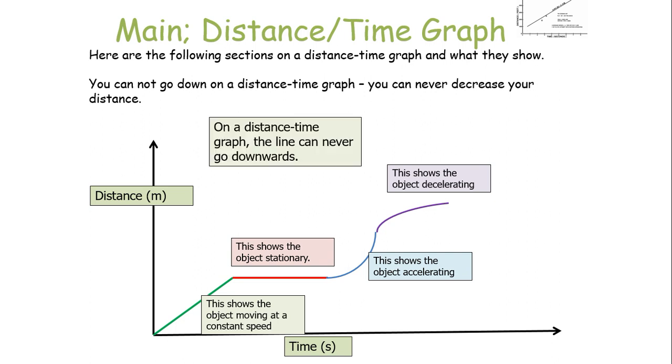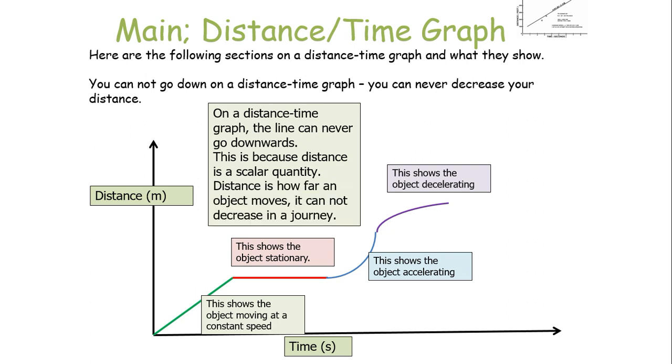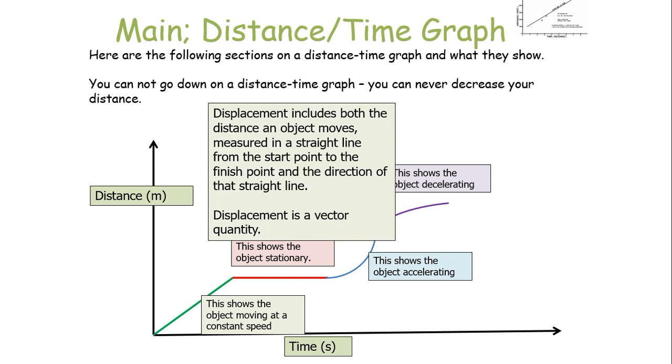Now, please note that on a distance time graph, the line can never go downwards. That's because distance is a scalar quantity. Now, distance is how far an object moves, so it can't decrease in a journey. Even if you move backwards, your distance would still go up because it's a scalar quantity, so it doesn't have a direction.